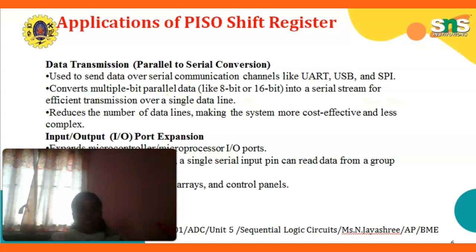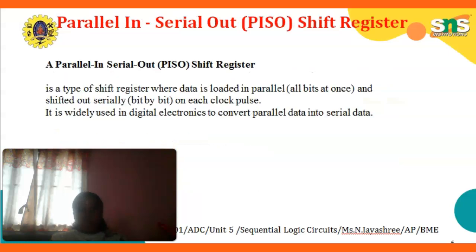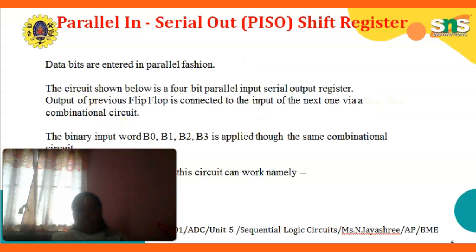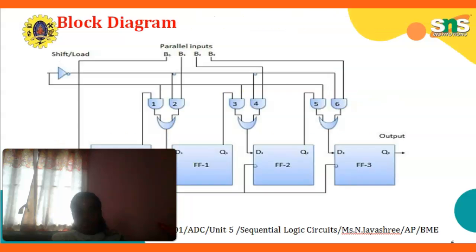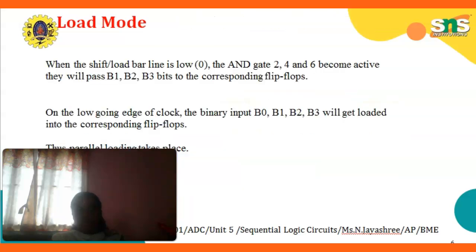So let us see a quick review of this PISO. PISO is nothing but we can give the input in parallel and take the output serially. Data bits are loaded in two modes, load mode and shift mode. In the load mode, the AND gates 2, 4, 6 are active, whereas 1, 3, 5 are inactive. In the shift mode, 1, 3, 5 are active and 2, 4, 6 become inactive.